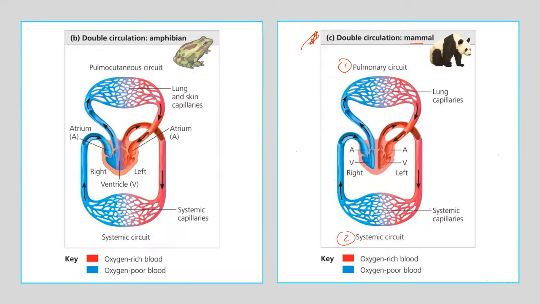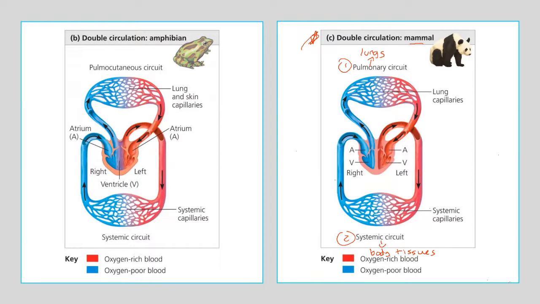When you hear about the pulmonary circuit, that should give you an idea that it has to do with the lungs, right? And the systemic circuit has to do with the body cells or body tissues. That's the big thing. So remember, we have two circuits: the pulmonary circuit and the systemic circuit.